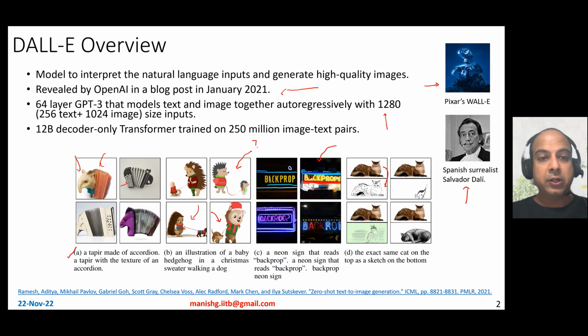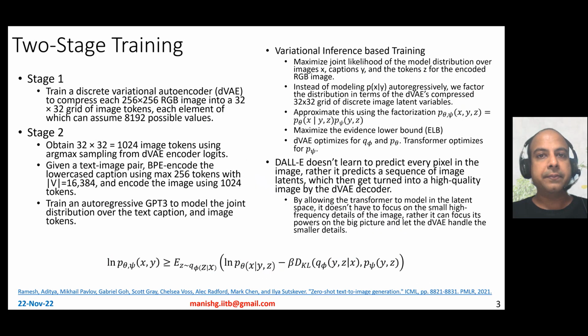So it's a 12 billion parameter decoder-only transformer model, which is trained on 250 million image-text pairs. So it's quite aggressively trained in a very exhaustive manner. The training consists of two stages. So stage one is essentially an unsupervised stage where you train a discrete VAE, discrete variational autoencoder, which tries to compress 256 cross 256 RGB input images into a 32 cross 32 grid of image tokens, where each element follows a vocabulary of 8,192 possible values, right?